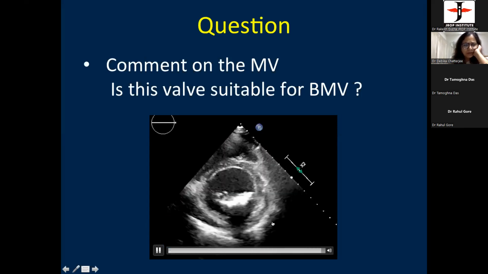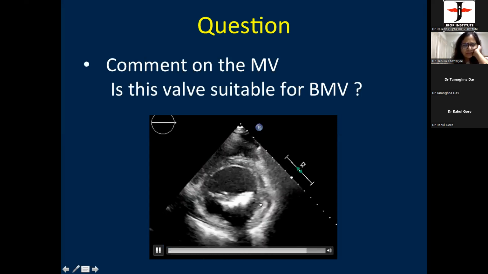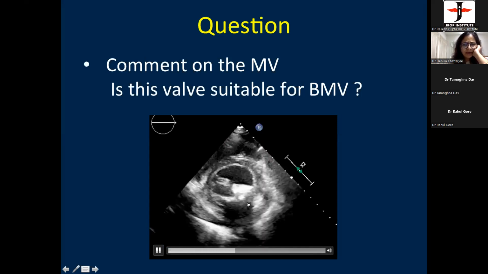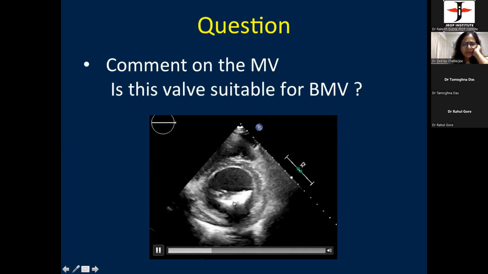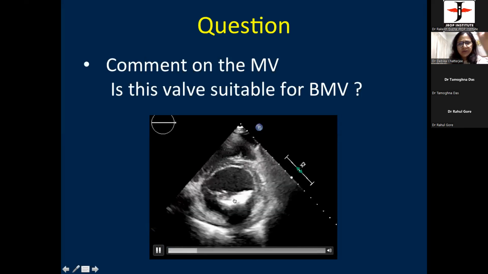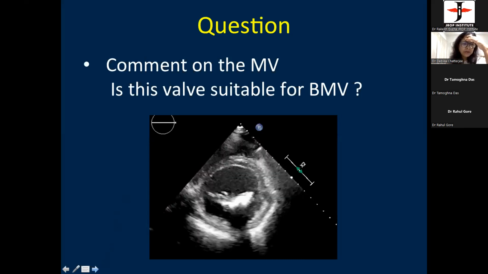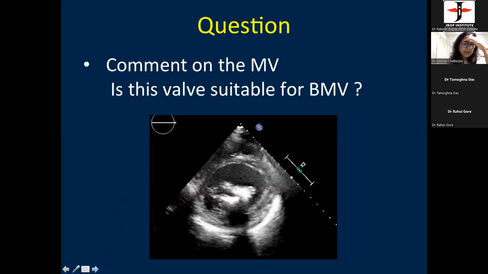Anterior-medial, anterolateral. Anterolateral, sorry. The commissure is calcified. Calcification at the commissure is a contraindication for balloon mitral valvuloplasty. Yes, ma'am. Okay, the next candidate.